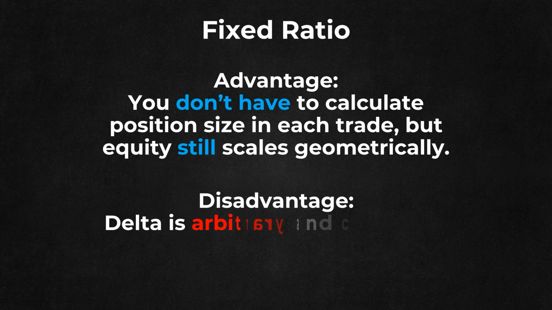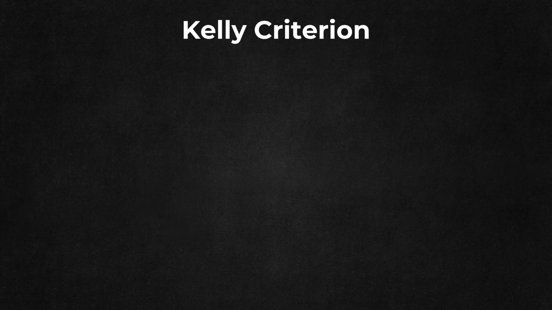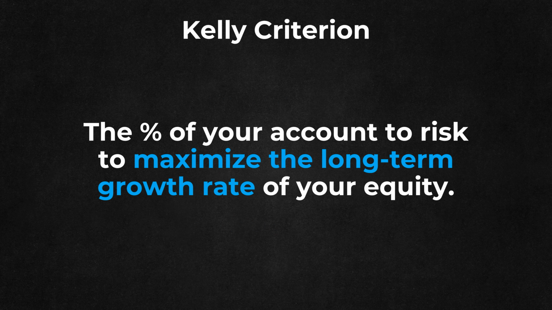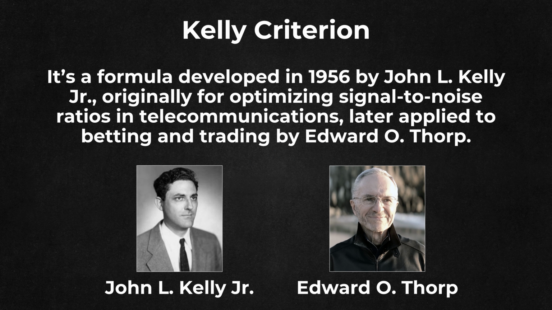The disadvantage relies on the fact that delta is arbitrary and can vastly change how the equity scales. Kelly criterion. This method tells you what percentage of your account to risk to maximize the long-term growth rate of your equity. It's a formula developed in 1956 by John Kelly Jr., originally for optimizing signal-to-noise ratios in telecommunications, later applied to betting and trading by the mathematician, hedge fund manager, and blackjack player Edward Thorpe.